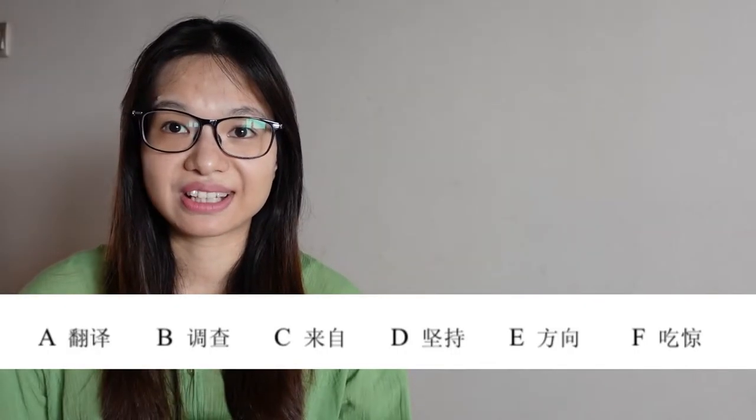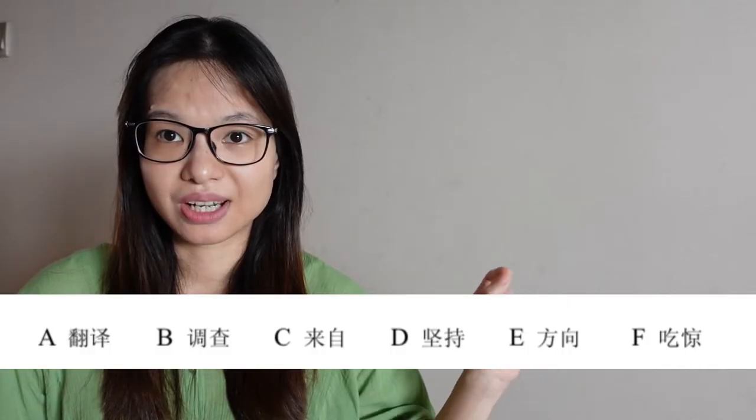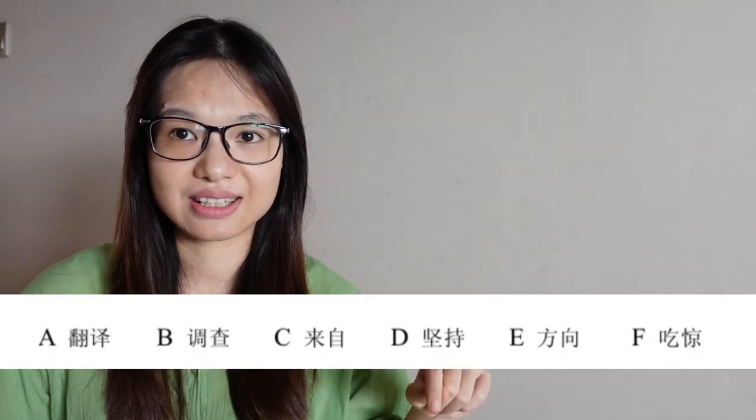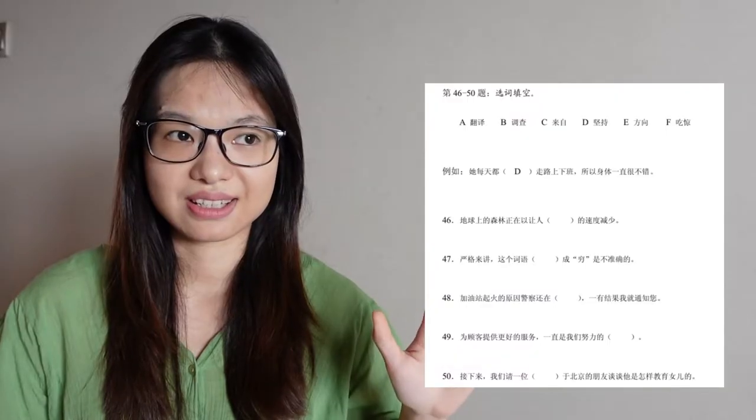So in this part of the test, questions 46 to 50 and 51 to 55 are basically the same. In each section, you're given 6 different words, A, B, C, D, E, F, but one of them has already been fitted into the sentences correctly. So you will have 5 different words and you will have 5 different sentences.